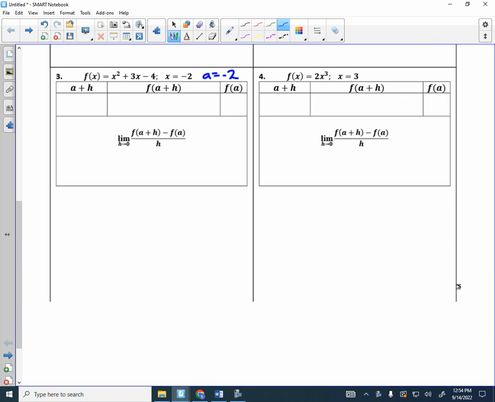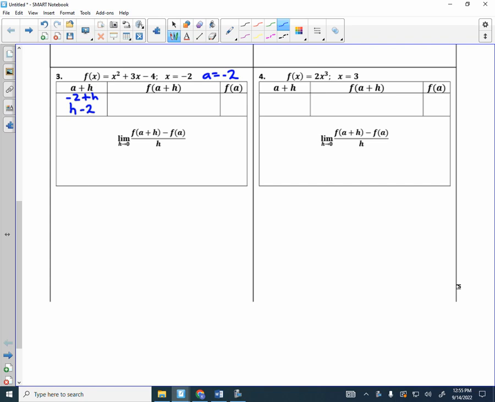If a is negative 2, then I'm going to write a plus h. So it would be negative 2 plus h. Can somebody think of a different way to write it other than negative 2 plus h? H minus 2, that's how I would probably choose to write it. Everybody see it? That's a plus h.